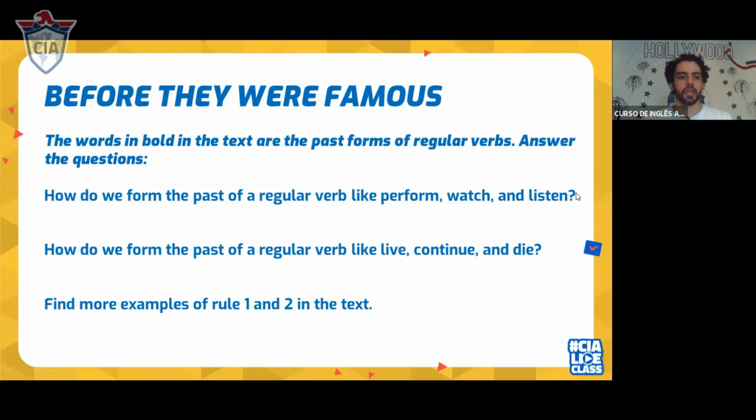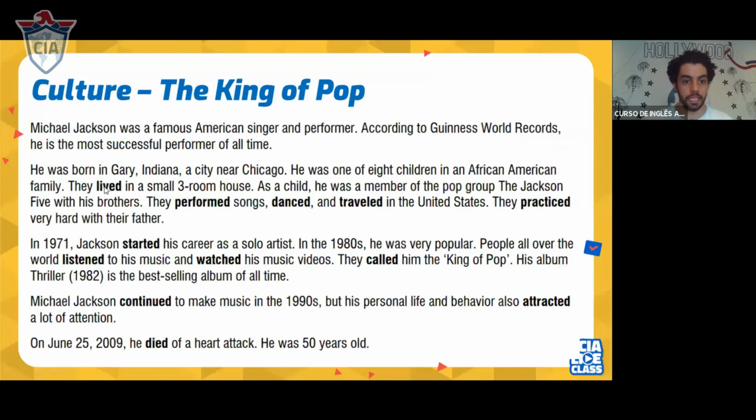Okay, now, the words in bold in the text we just read are the past form of regular verbs. Let's go back to the text. Lived, performed, danced, traveled, practiced, started, watched, and so on.